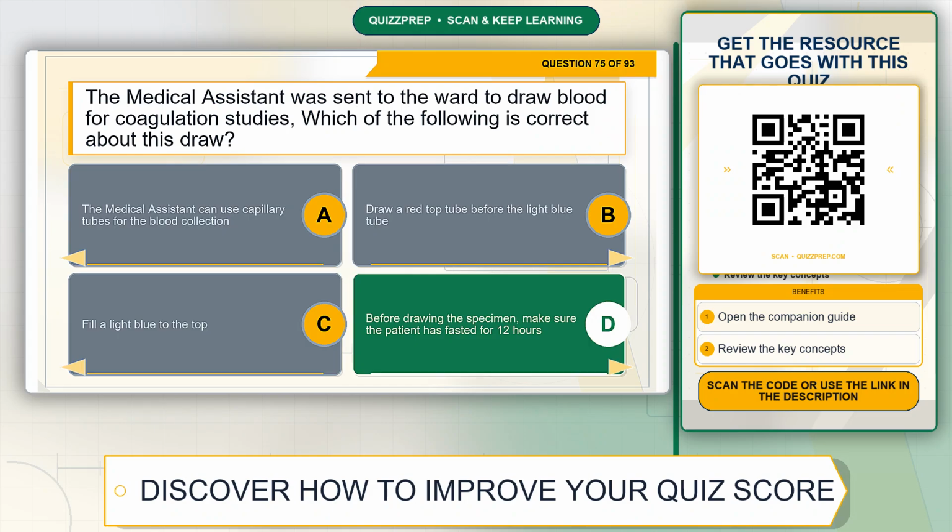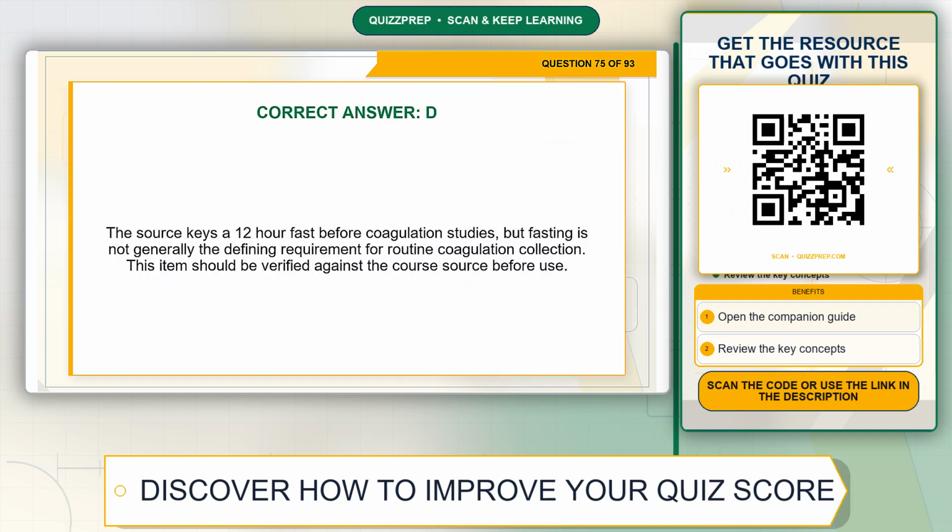The correct answer is option D. Before drawing the specimen, make sure the patient has fasted for 12 hours. Explanation. The source keys a 12-hour fast before coagulation studies, but fasting is not generally the defining requirement for routine coagulation collection. This item should be verified against the course source before use.